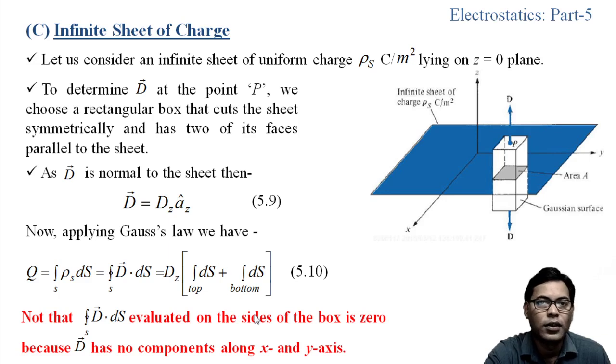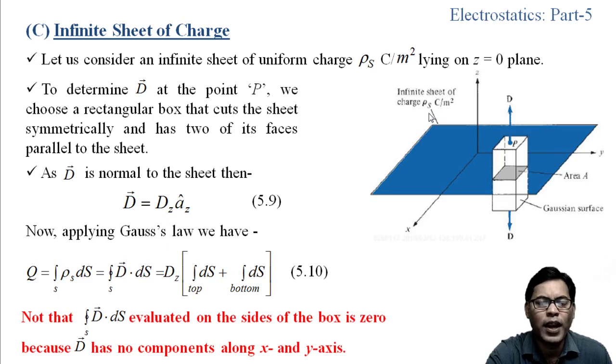The third topic here, for the infinite sheet of charge, we want to calculate the electric field intensity or the electric flux density using the Gauss law. For that case also we have considered the Cartesian coordinate system x, y, z, and we have considered that the infinite sheet of charge is placed at the xy plane or z equals 0 plane, and the charge density we have considered rho_S in coulomb per meter square.